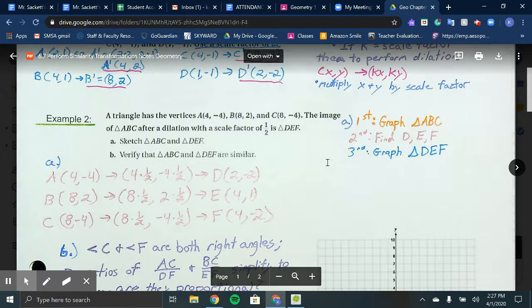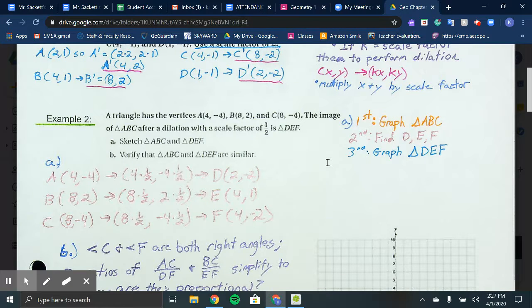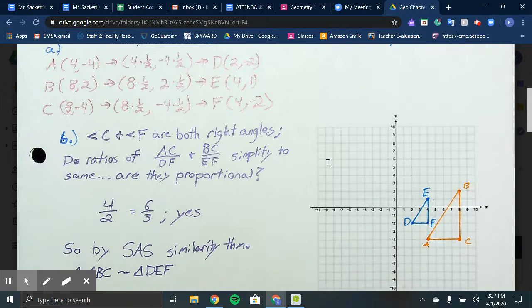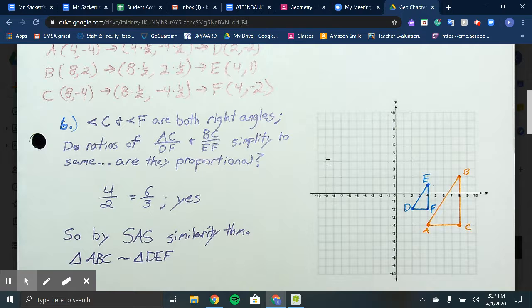For part B, they're asking us to verify the two triangles are similar. Now we know if we're doing a dilation, all the shapes will be similar, but we need to prove or verify that in this case. So what we want to do first, if we simply look at the two triangles, is think about our triangle similarity theorems. So we have side-side-side, side-angle-side, hypotenuse-leg, or we could use the angle relationships as well.